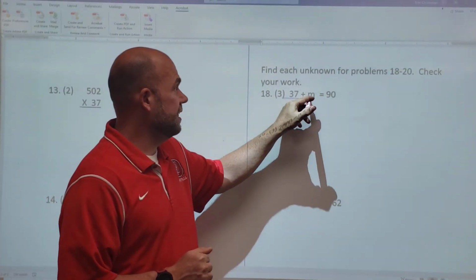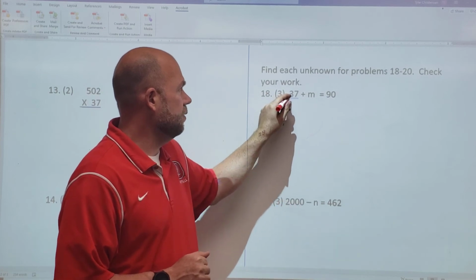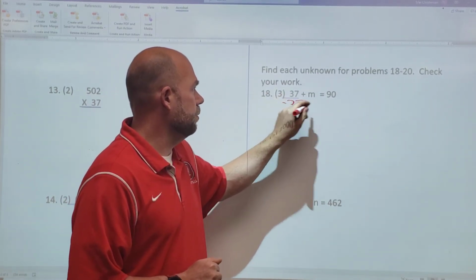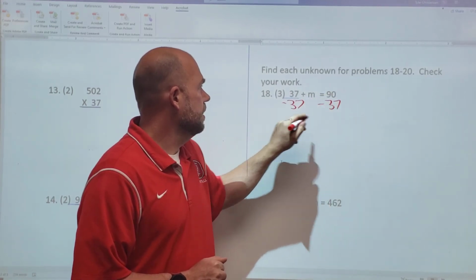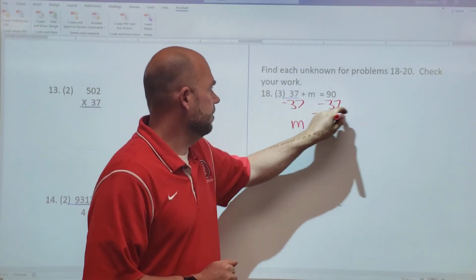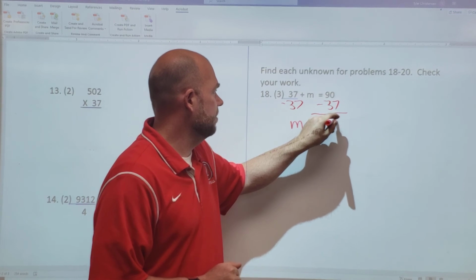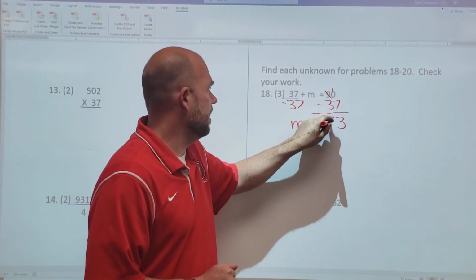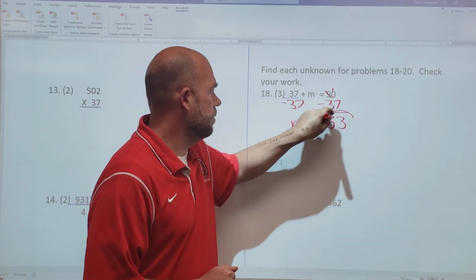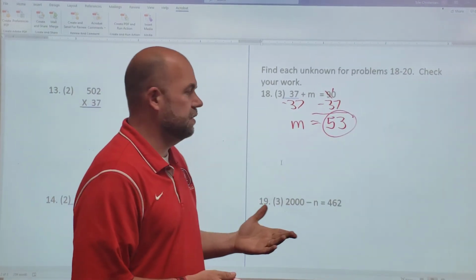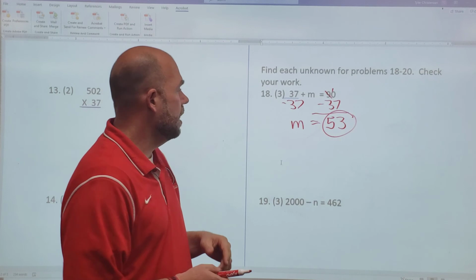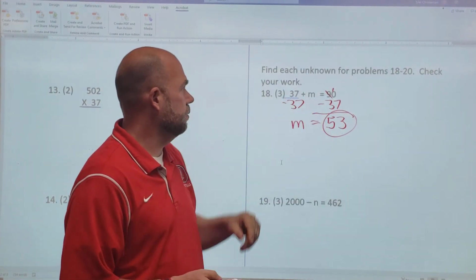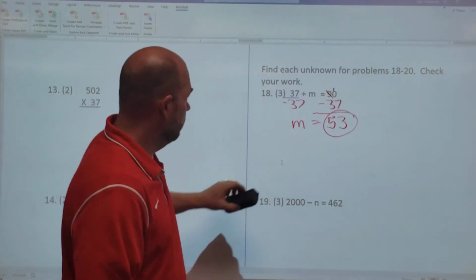We need to isolate that variable, so we do it by getting rid of 37 on this side of the equation. So we simply subtract 37 from both sides, and we'll get m equals 10 minus 7 is 3, and then 8 minus 3 is 5. M equals 53. In your answer, you can just put 53. You don't have to say m equals 53. And then to check our work, we just plug it in. 37 plus 53 equals 90. Okay? So that one's pretty easy.